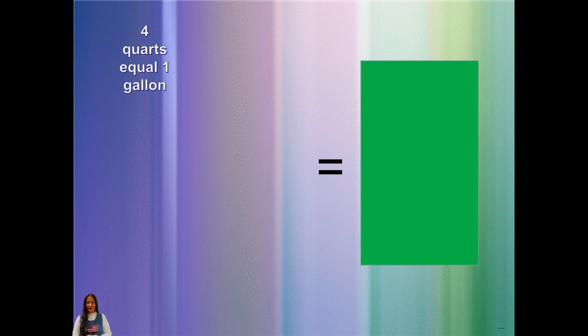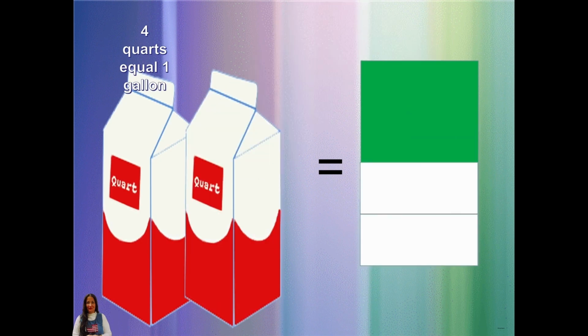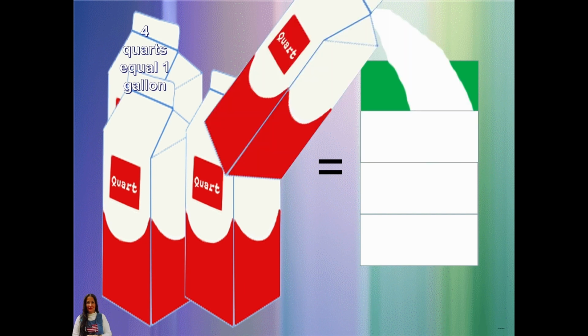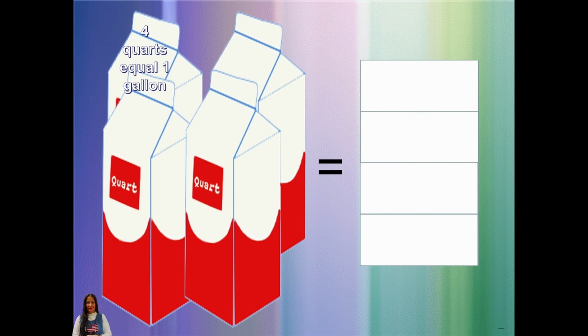We're pouring so we can show you 1 gallon in our gallon man. The green is equal to a gallon. 4 quarts equals 1 gallon.